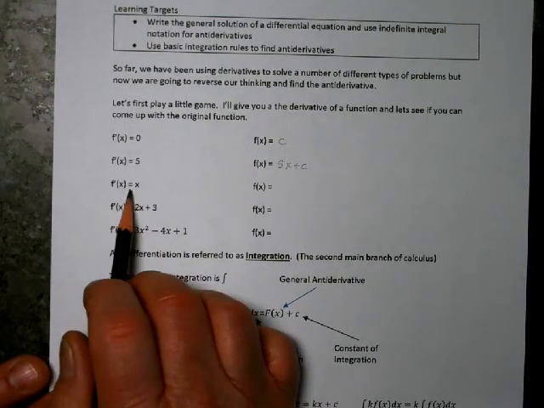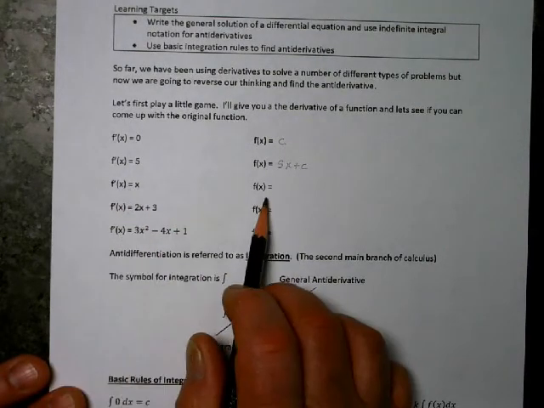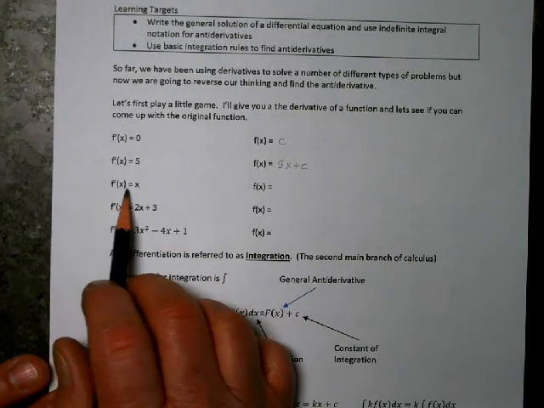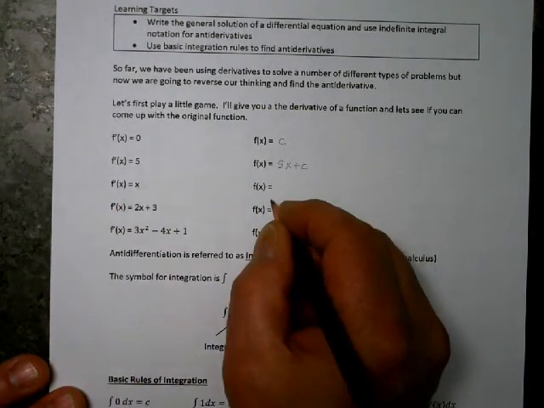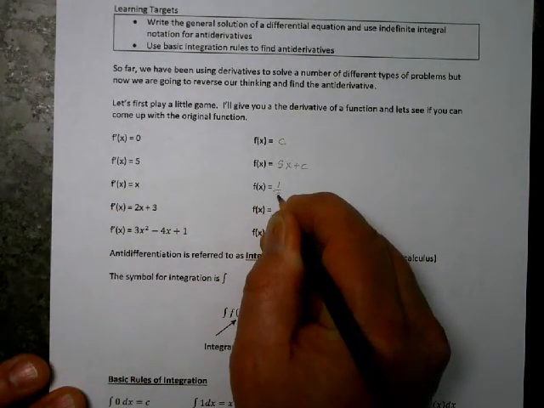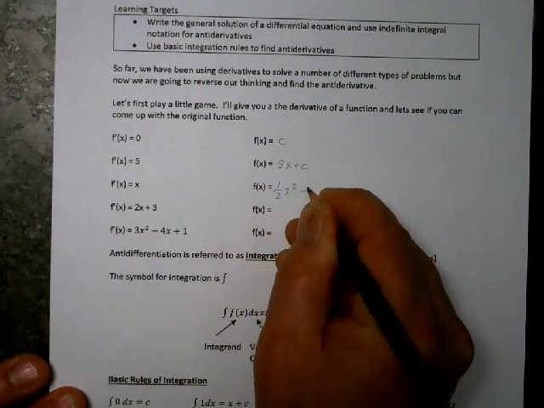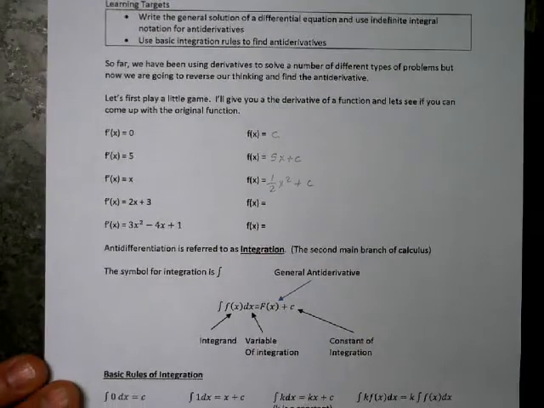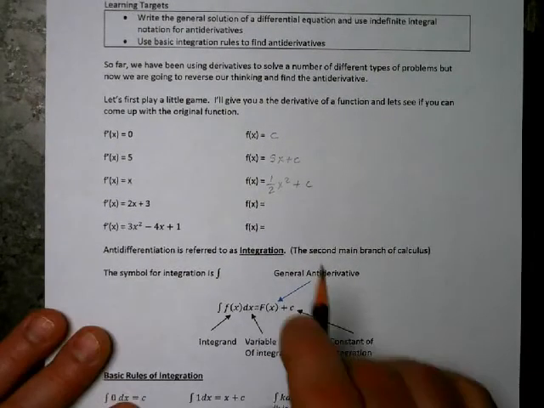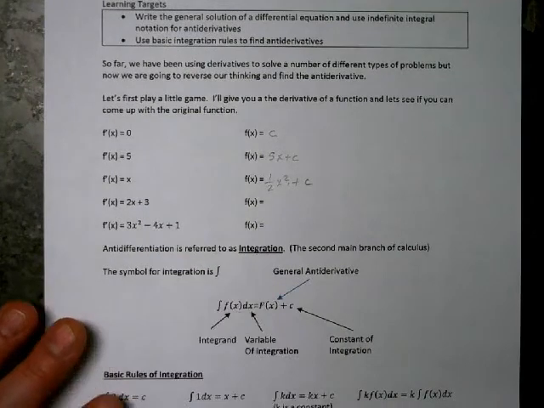So if f prime of x is x, then f of x is going to equal 1/2 x squared plus c. Again, I just want you to think about going backwards. If I derive this, do I get x? The answer to that question is yes.